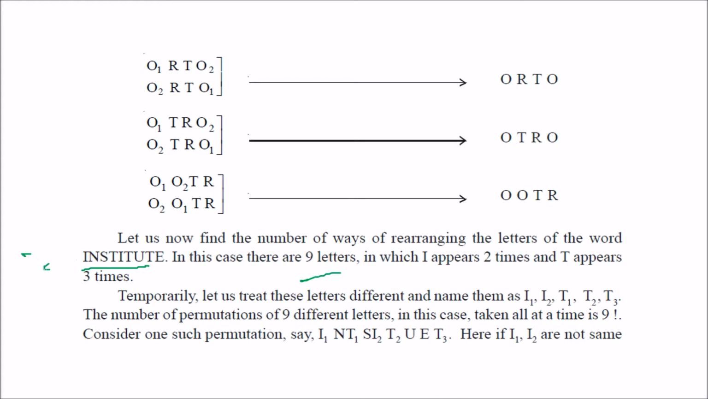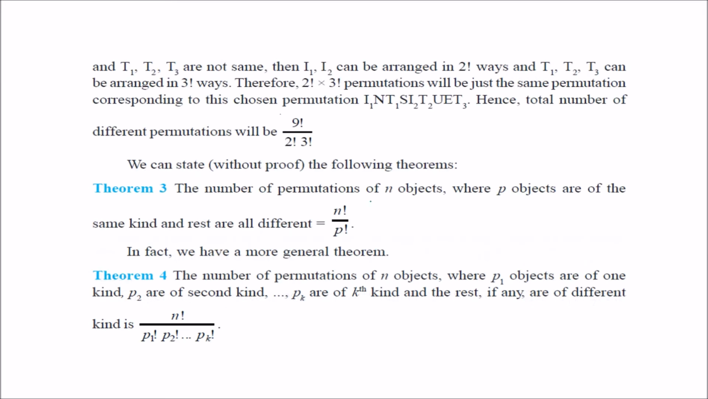I appears twice, T appears thrice. So this I can be termed as I1, I2, T can be termed as T1, T2, T3. So there are 9 different letters. But when you combine them, then you are taking, okay, 9 letters can be arranged in factorial 9 ways.